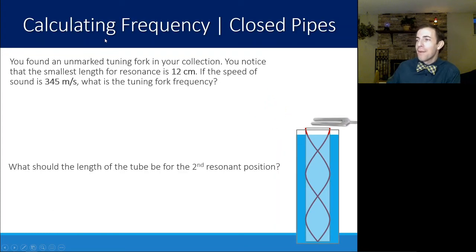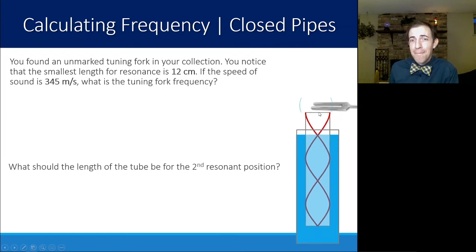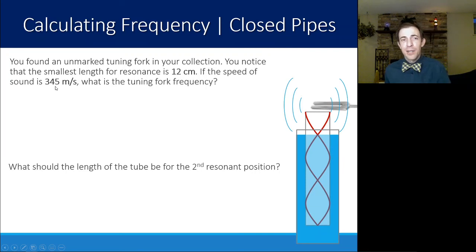You find an unmarked tuning fork in your collection. You notice that the smallest length for resonance is 12 centimeters. That means it's this point here when it first starts resonating at its smallest length. The speed of sound is 345 meters per second. What is the tuning fork's frequency? All right, if I want to find the frequency, I'm going to use the same equation that I did in the last couple of problems. Frequency is the wave speed divided by the wavelength. I know the wave speed, but I'm not given directly the wavelength. I'm just given the length of this tube.